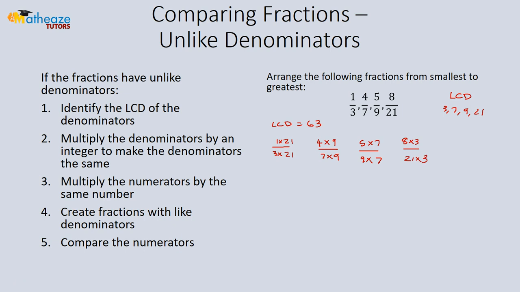So now let's evaluate this. This is 21 over 63. This is 36 over 63. This is 35 over 63. And this is 24 over 63. So now that we have a common denominator, we can just compare the numerators like we would regular counting numbers. So we want to arrange from the smallest to the greatest.